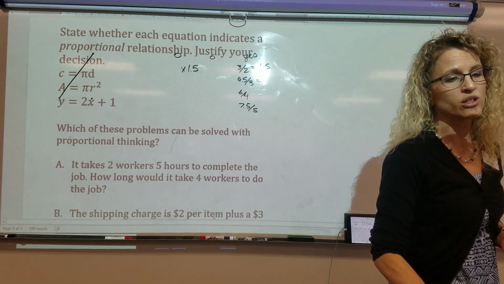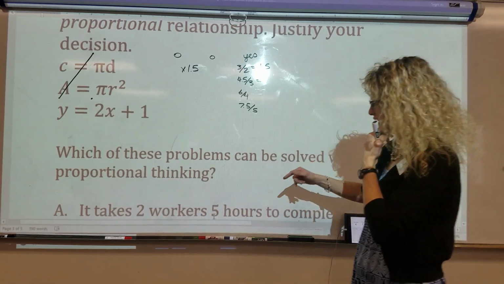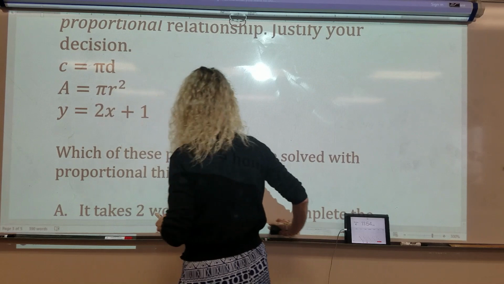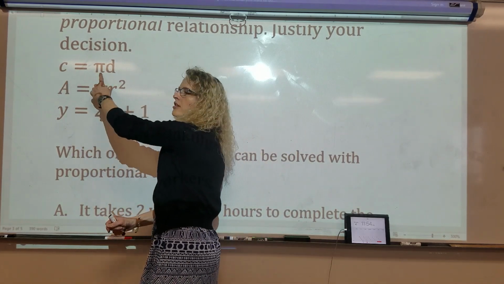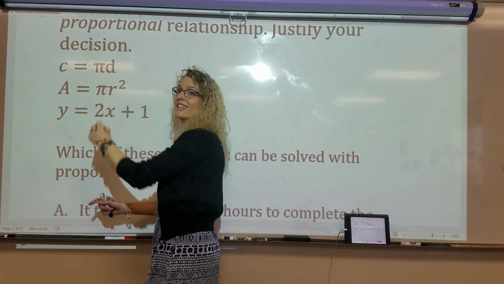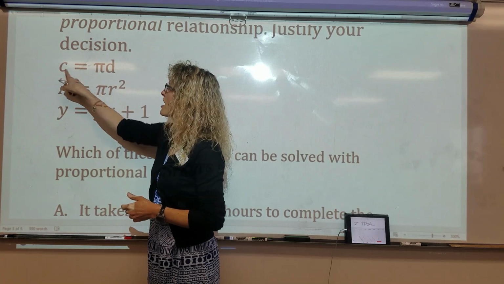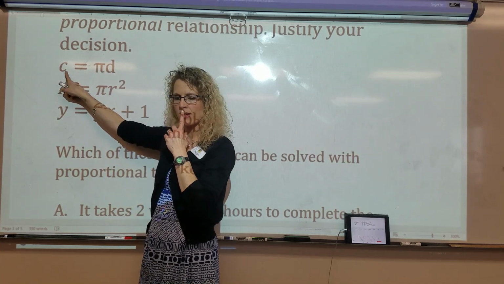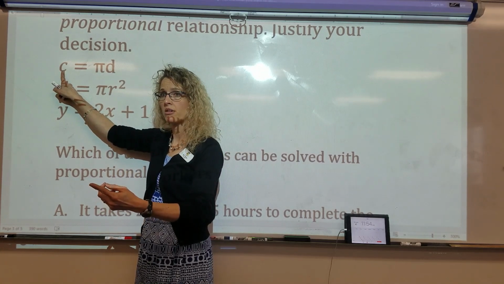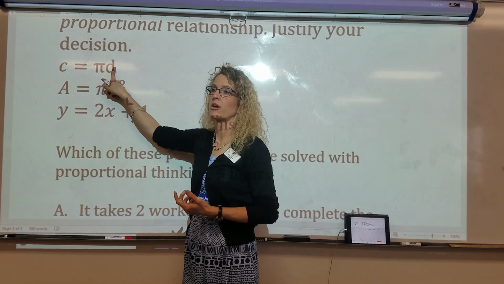Okay. What if it said no table, no graph, but it gave you just equations? Can you look at an equation and determine if it's a proportionate relationship? Let's look. Two variables. Is pi a constant? Yes, pi is 3.14, et cetera. So this won't change, but I have two variables. Would it go through the origin? If the distance was 0, would my circumference be 0? Yes. Is this a constant rate? Yes. So this one is a proportionate relationship.